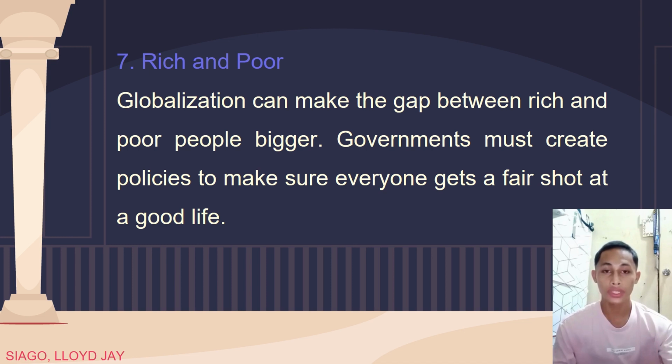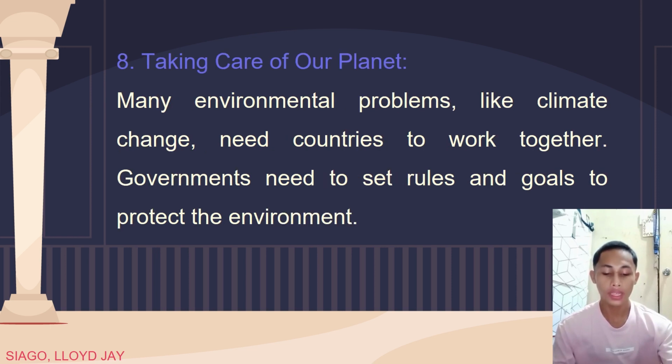So the next one is rich and poor. Globalization can widen the gap between rich and poor. Governments must create policies to make sure everyone gets a fair shot at a good life. The next one is taking care of our planet. Many environmental problems like climate change need countries to work together. Governments need to set rules and goals to protect the environment.